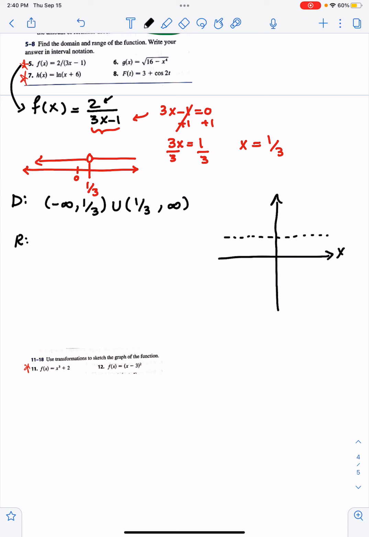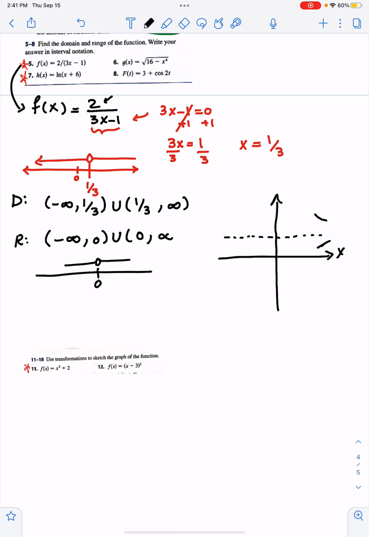For the horizontal asymptote, as x gets larger and larger, we want to know what happens to the value of y. As x gets very large, 3 times x gets very large, 3x minus 1 gets very large, and 2 over a very, very large number is going to be about 0. So all you need to take out of this one is 0. Everything is okay for the range except 0. So that would be negative infinity all the way to 0, union with 0 to positive infinity.